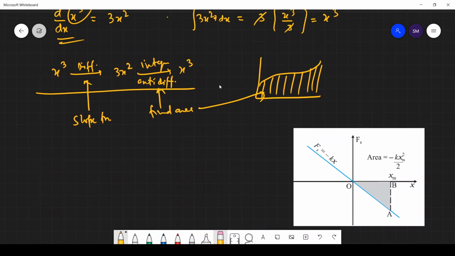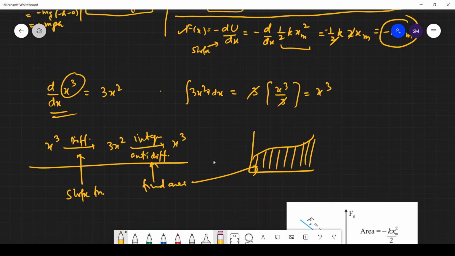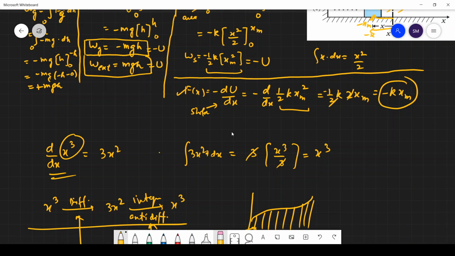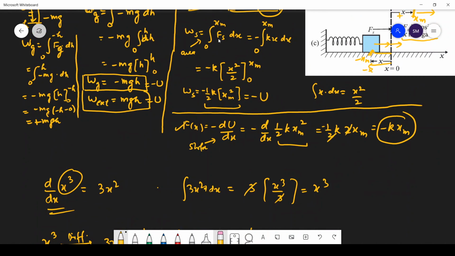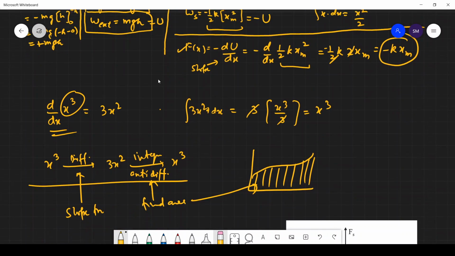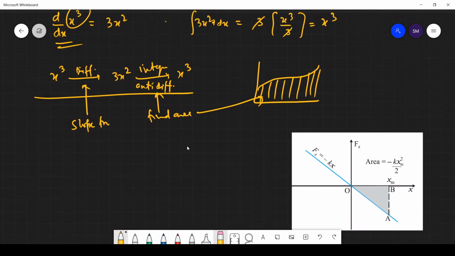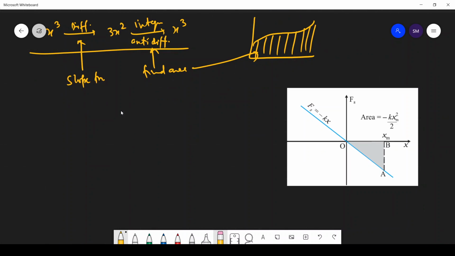What is the formula you have? The formula you have is F(s) dx. So if you have a graph between these two, then the area will be the work done by the conservative force, or it is also the potential energy stored. So this is your F(s), and F(s) is equal to minus kx.